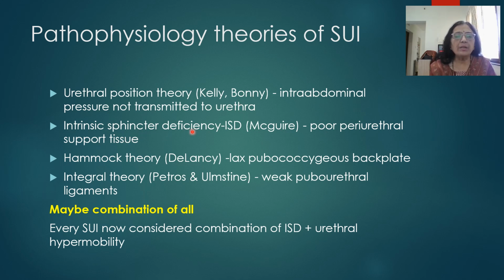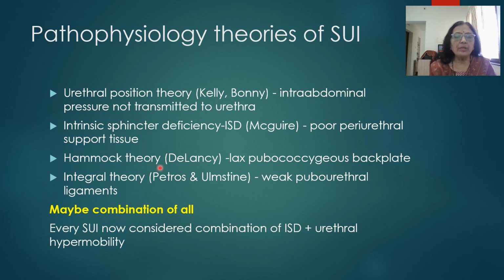Second is the intrinsic sphincter deficiency theory, ISD, which is also a very favorite theory in the pathophysiology, which was introduced by McGuire. By this, there is a poor periurethral support tissue, which leads to the urethra remaining patent, and the urethrovesical junction or bladder neck itself is weak, and that is the reason why there is an involuntary escape of urine with every act of increased intra-abdominal pressure. This is the intrinsic sphincter deficiency theory.